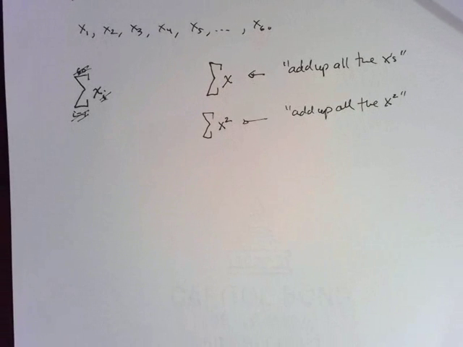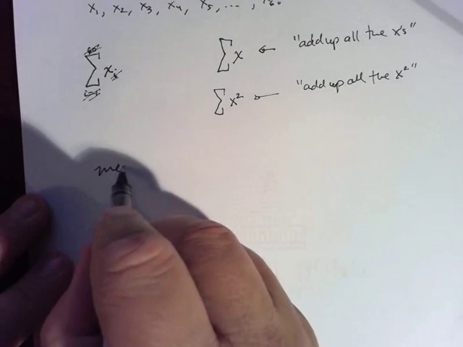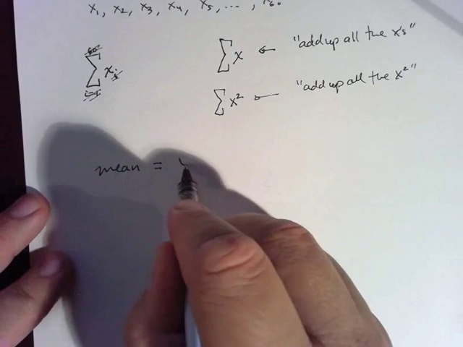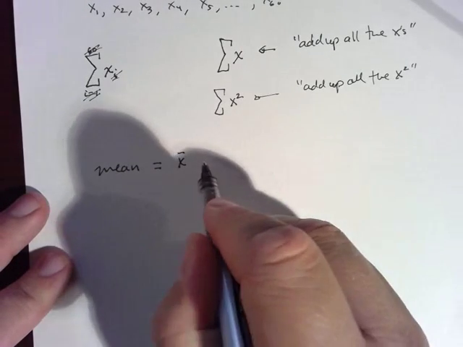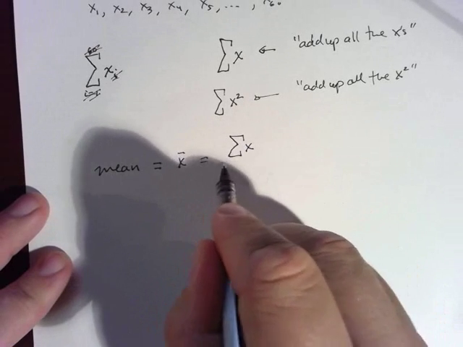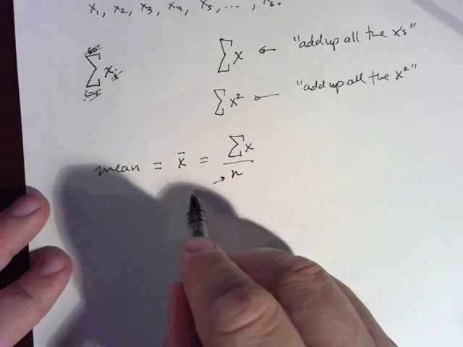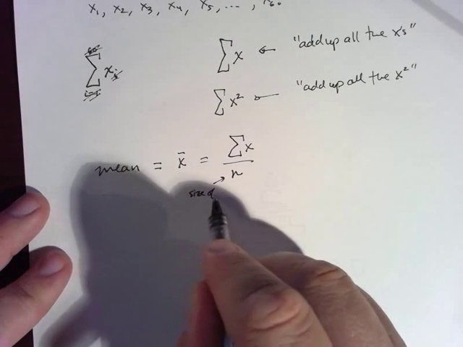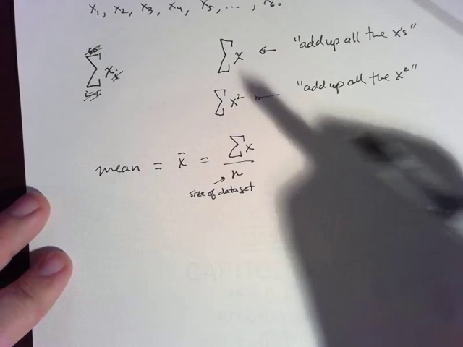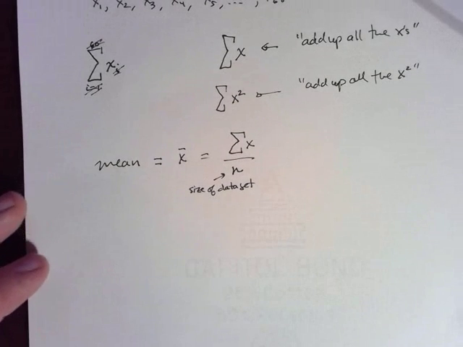So let me give you, for example, 3 examples of this. The mean, which is represented with a symbol x bar, can be defined like this. Remember, n always represents the size of the data set. So this just says add up all the x's and divide by n, and that's how you get the mean.